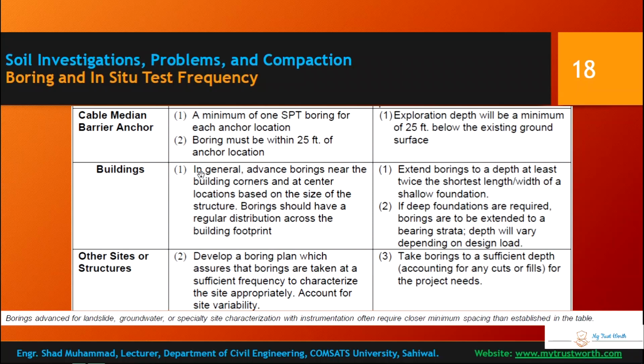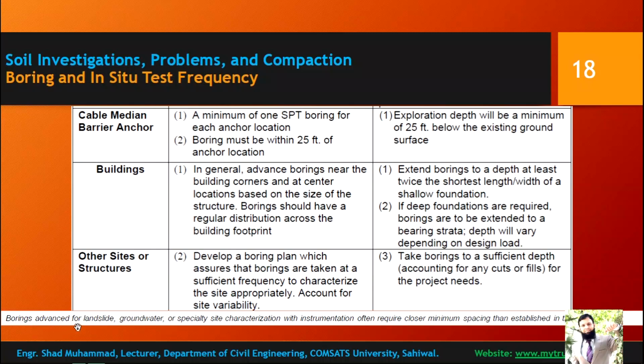So you can see that in buildings in general, advanced borings are needed near the building corners and at center location based on the size of the structure. Borings should have a regular distribution across the building footprints, and extend boring to the depth at least twice the shortest length or width of the shallow foundation. If deep foundations are required, borings are to be extended to bearing strata. Depth will vary depending on the design or site or other structures.